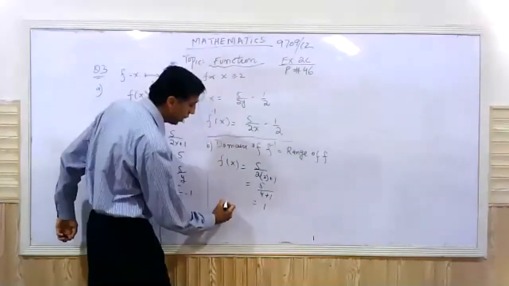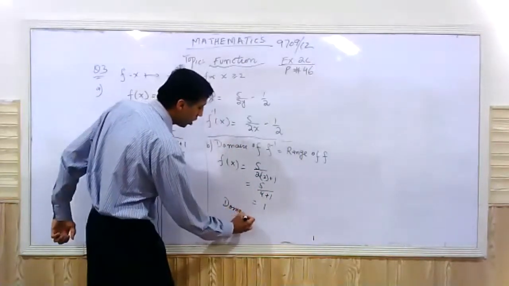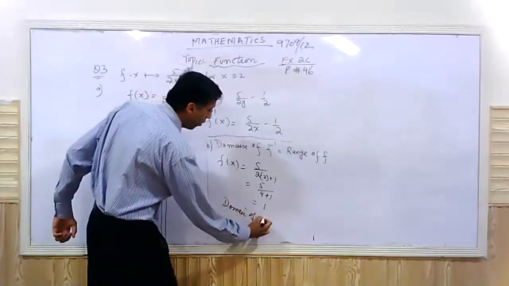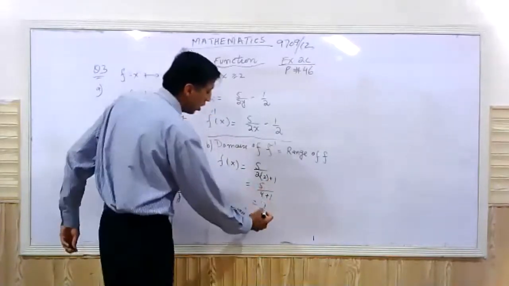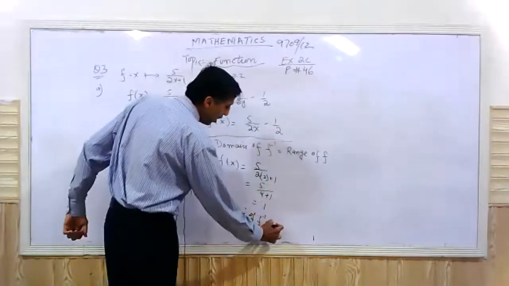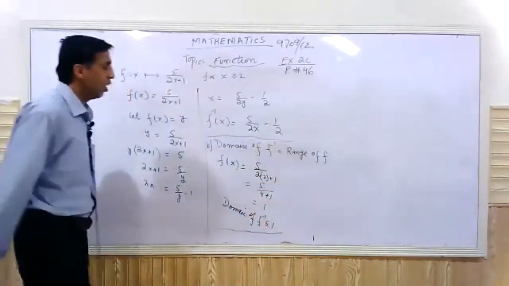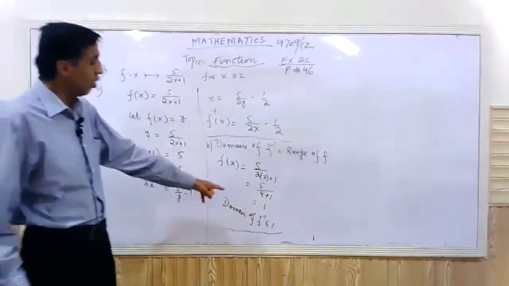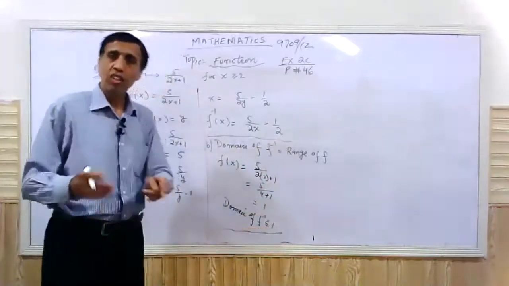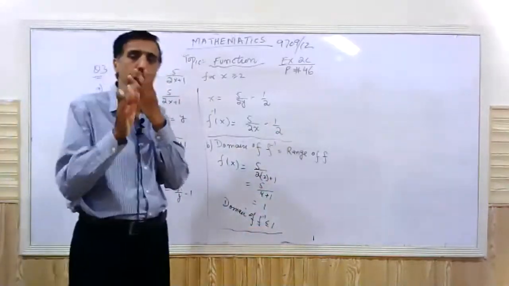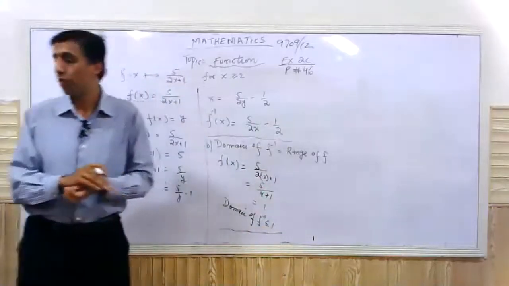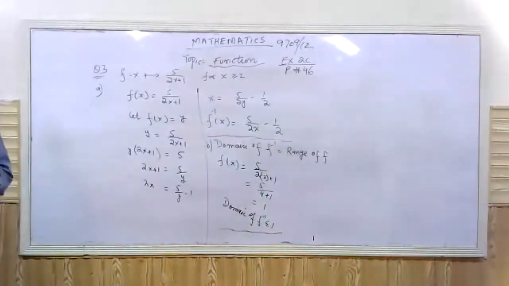So I will write the answer: domain of f inverse is less than or equal to 1. It means the line will go till 1. That is the range. Range is the y value. Now there is another question, number 4. Here a cubic function is given to us.